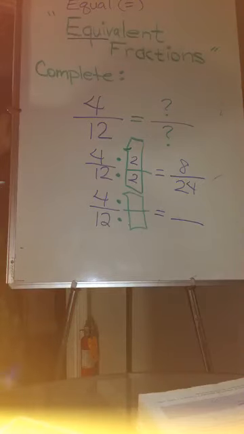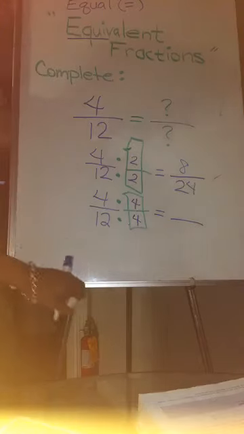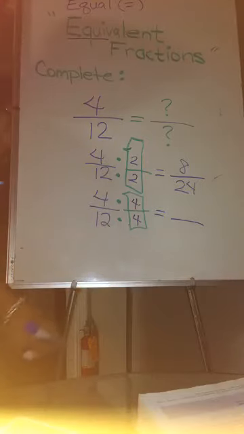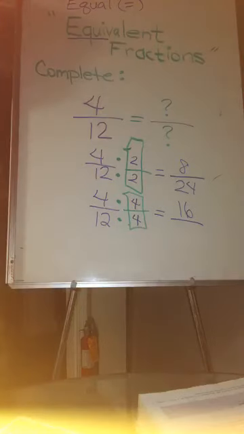What if we multiply this by, let's see, 4? Remember, whatever we do in the numerator, we must do in the denominator. All right? So 4 times 4 is what? 16. Students, you must know your multiplication factors.